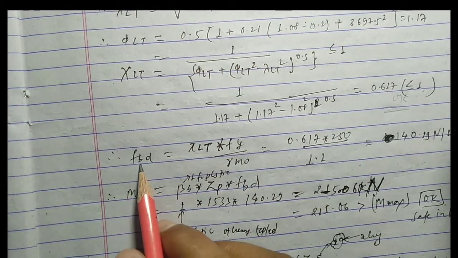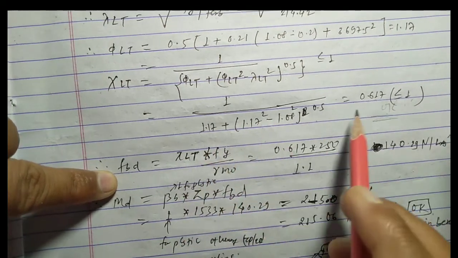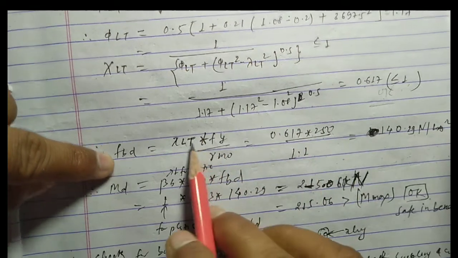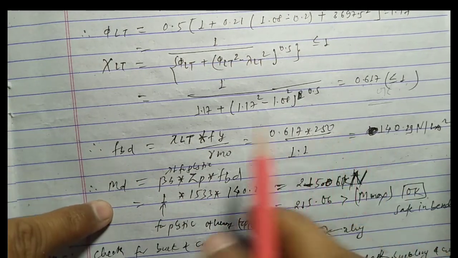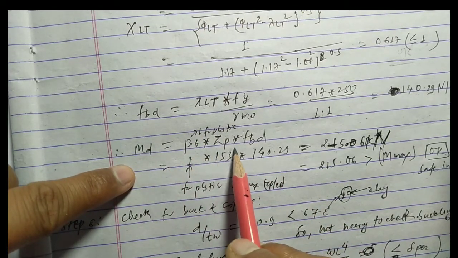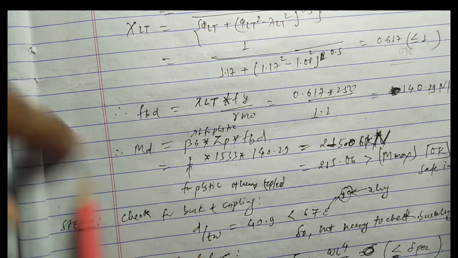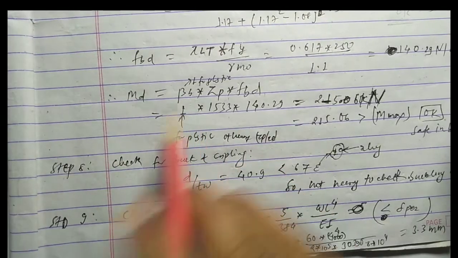Now we will calculate the value of FBD, that is XLT into FY by gamma m naught. The value of XLT we already calculated here, 0.617, and FY is 250, gamma m naught 1.1. So the value of FBD becomes 140.29. Now we can see the value of MD equal to beta B into ZP into FBD. The value of beta B equal to 1 for the plastic section. Here the condition is a plastic section, and I already told you that for the plastic section we will take the value of beta B equal to 1.